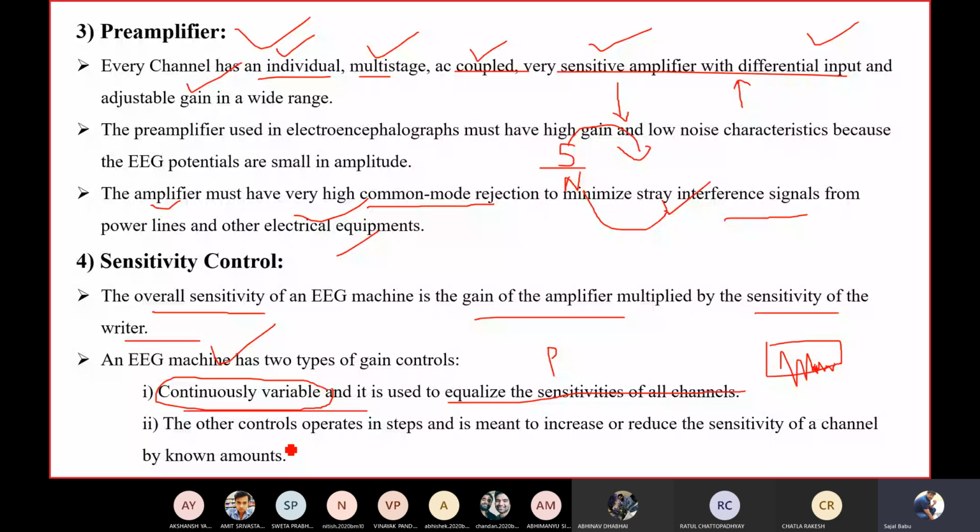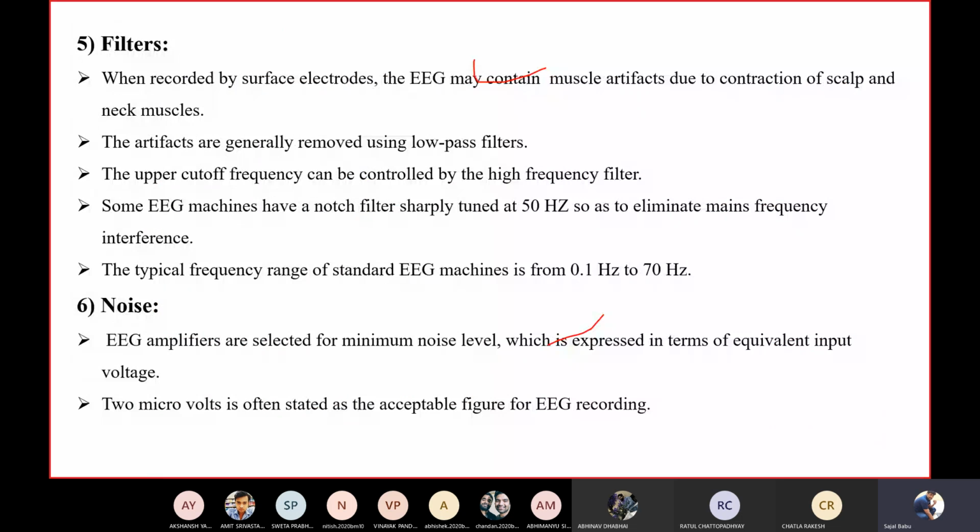So now let us directly move into the filters part. Okay, so what are the filters going to do here? Why do we need a filter in an EEG machine? And at the end I will summarize so that you can easily remember the complete block diagram of the EEG machine. Okay, so let us move into the filters part.